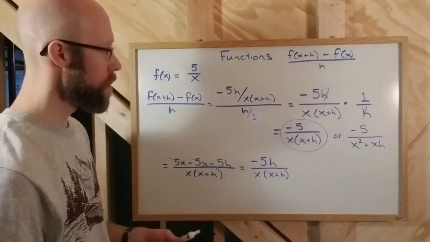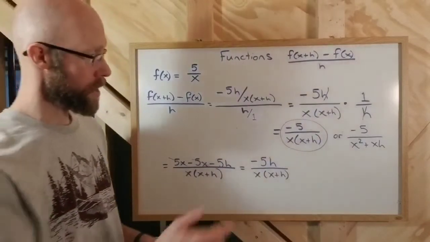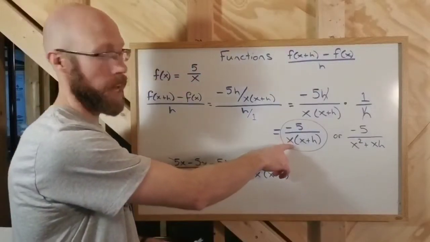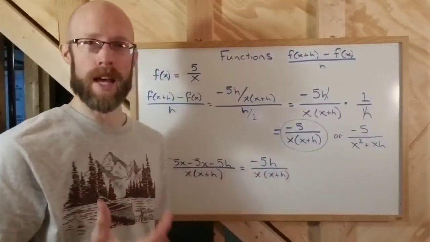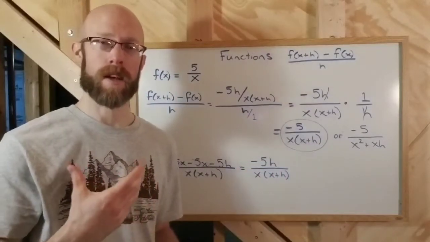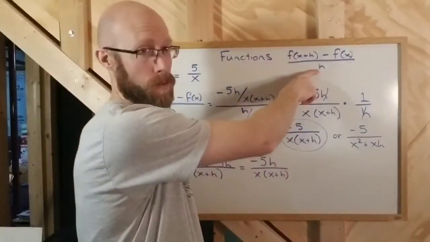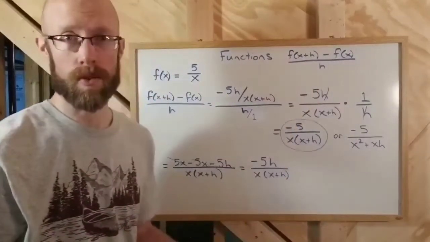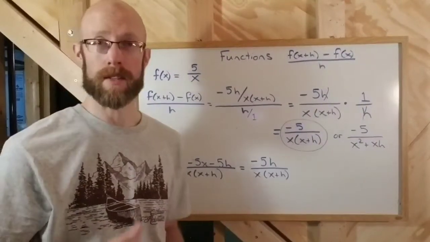Now remember, one thing that's really nice about this is that it doesn't have an h by itself in the bottom. It does have an h on the bottom, but it's h within a factor. It doesn't have an individual factor of h on the bottom, like the original difference quotient does. There's a reason that that's nice.